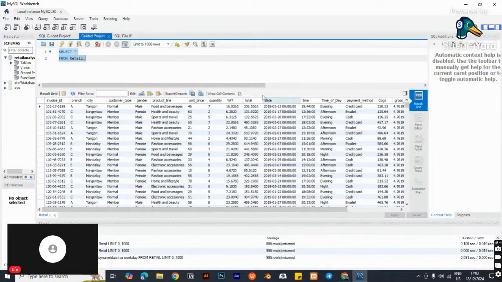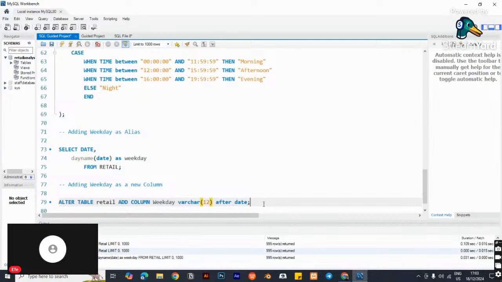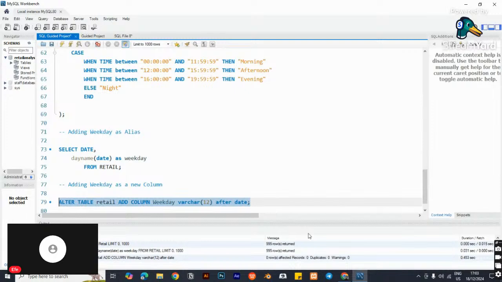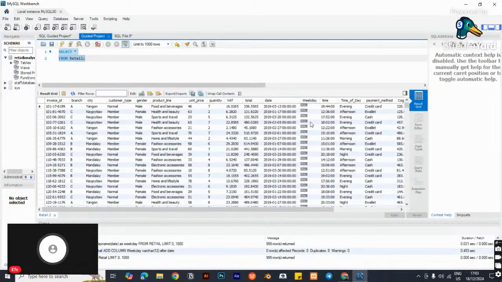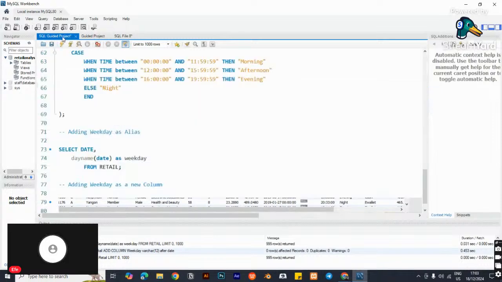Go over here and run our query. Let's check this. So we've created a new column, as you can see, but it's not populated yet. We still have null values. So the next thing we'll do is to populate it.